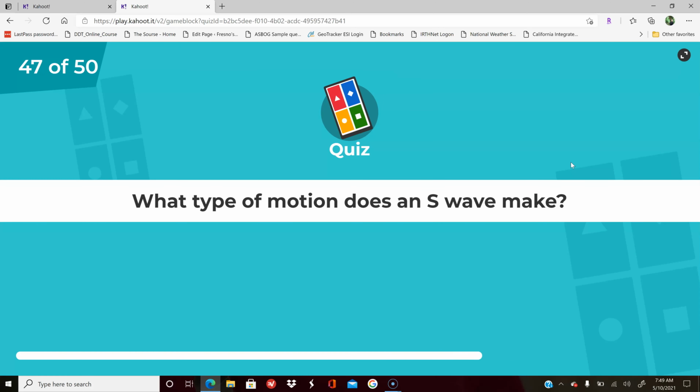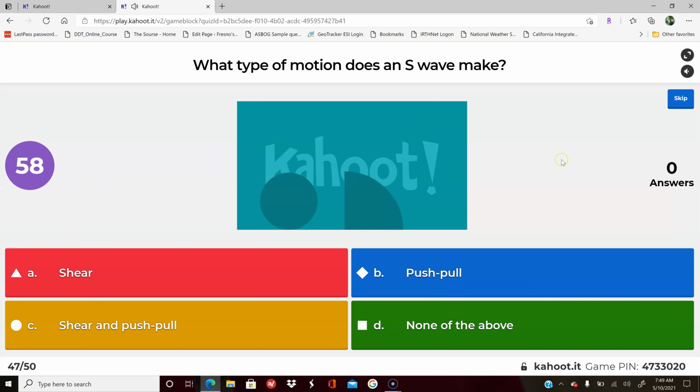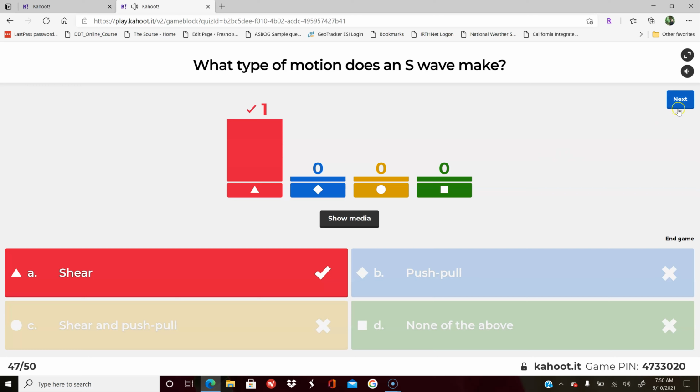What type of motion does an S wave make? Shear, push-pull, shear and push-pull, or none of the above? That will be shear again.